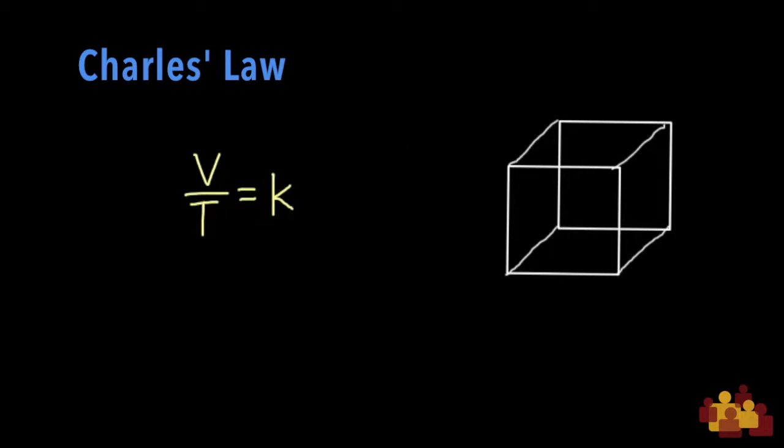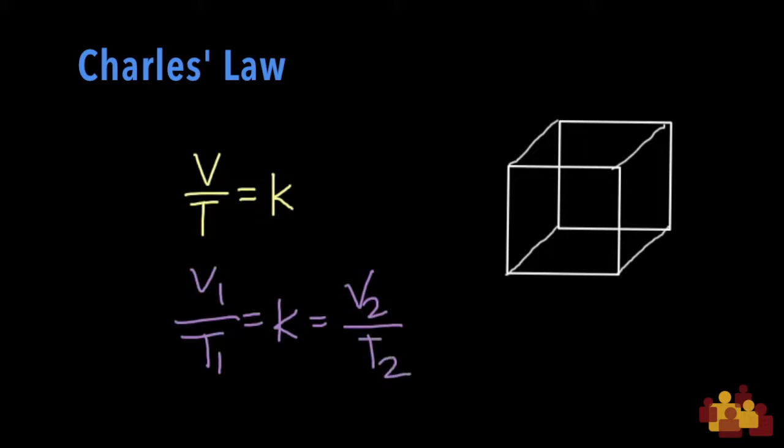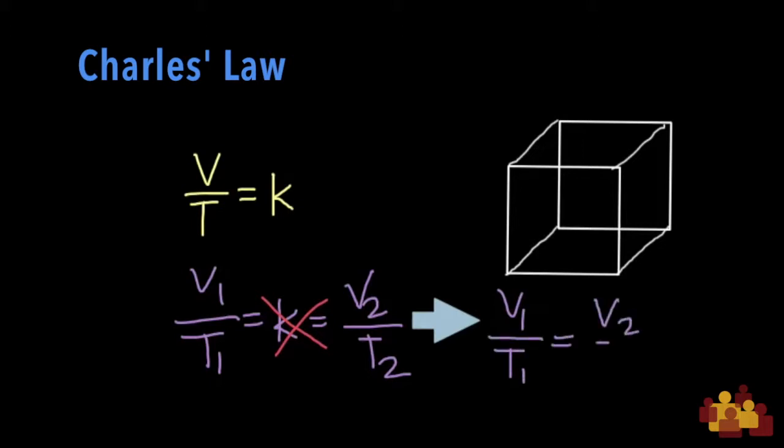So let's allow V1 and T1 to be a volume temperature pair of data at the start of an experiment. If the volume is changed to a new value, called V2, then the temperature must change to T2. The new volume temperature data pair will preserve the value of K. We don't really care about what the actual value of K is, only that the two different volume temperature data pairs equal the same value, and that value is called K. So getting rid of K, we can conclude that V1 over T1 equals V2 divided by T2. This form is very helpful in solving Charles's law problems.